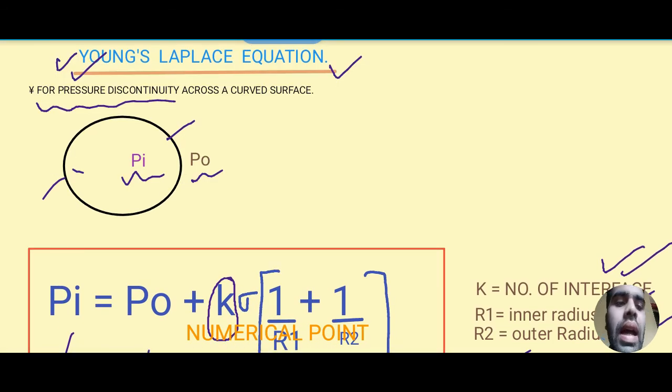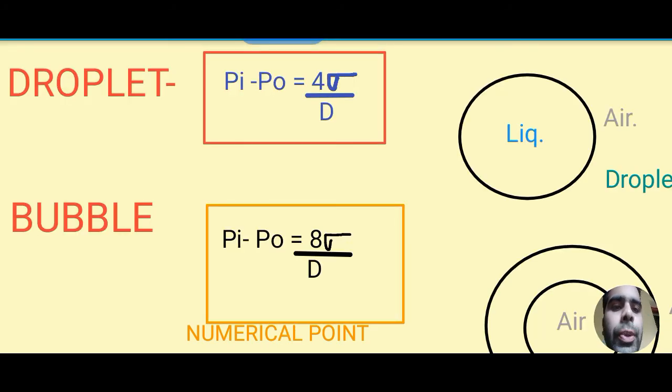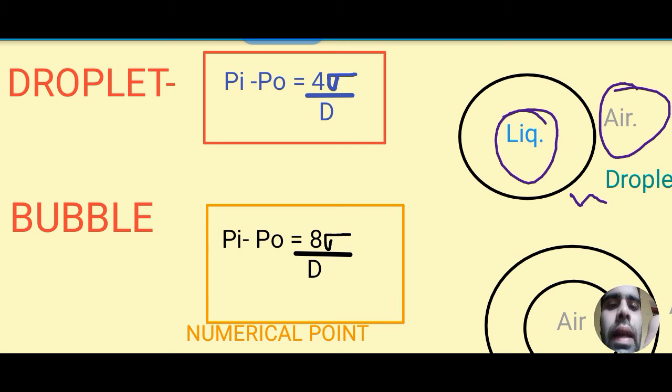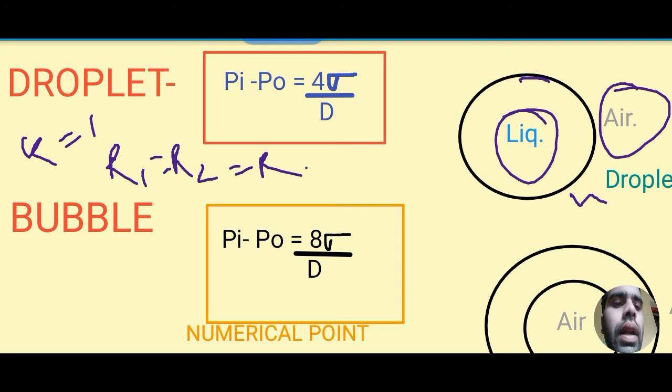Now let's apply this Young-Laplace equation and simplify the results, and for different cases we'll find out the Pi minus Po value and remember that. So guys, this is the application of the Young-Laplace equation. Suppose this is a droplet, so inside is liquid and outside is air. By putting K equal to 1, and R1 equal to R2 equal to R, which is D by 2, what is the final result? Pi minus Po is equal to 4 sigma by D.